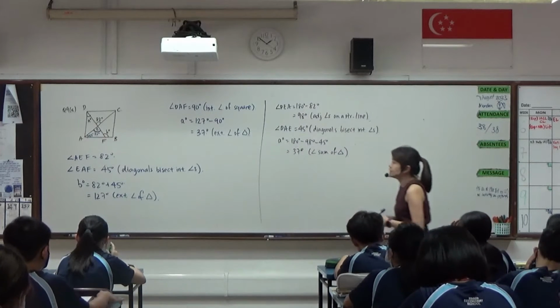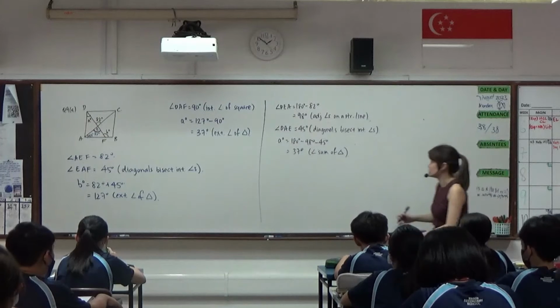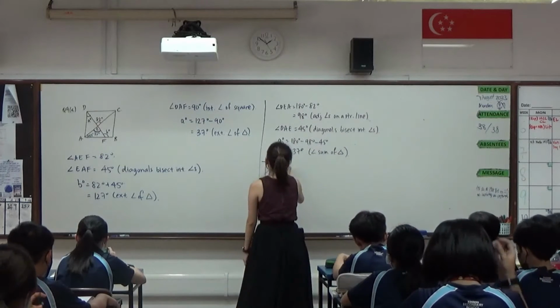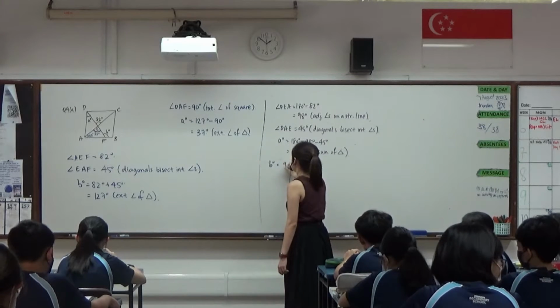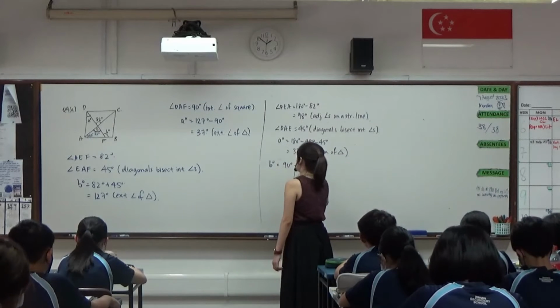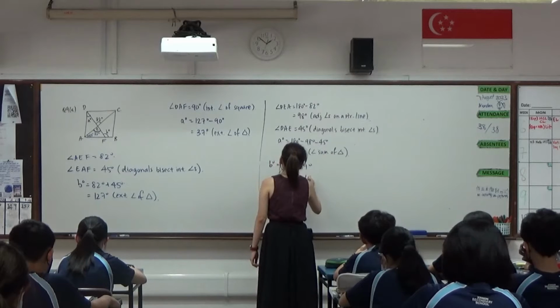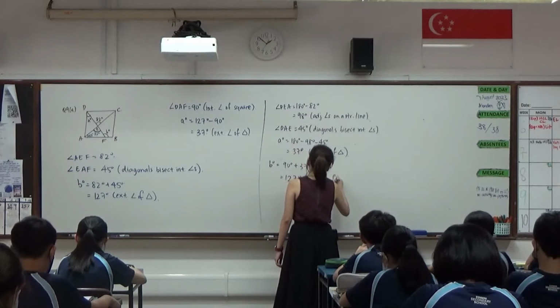Okay, then after how do we find B? You continue your solution. B will be 90 plus 37. So 127. Exterior angle of triangle.